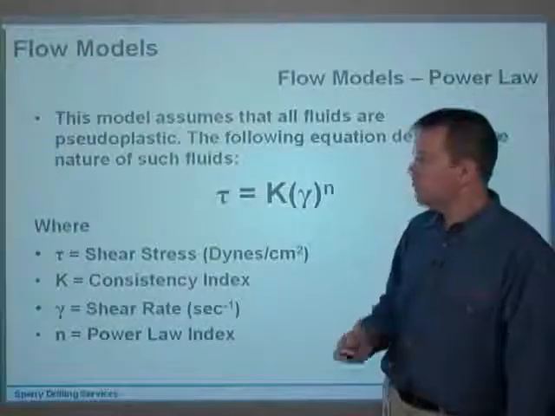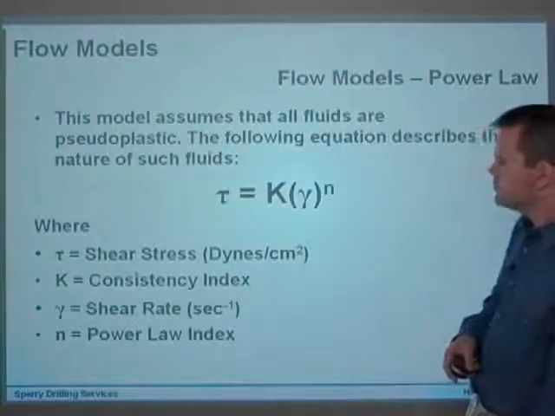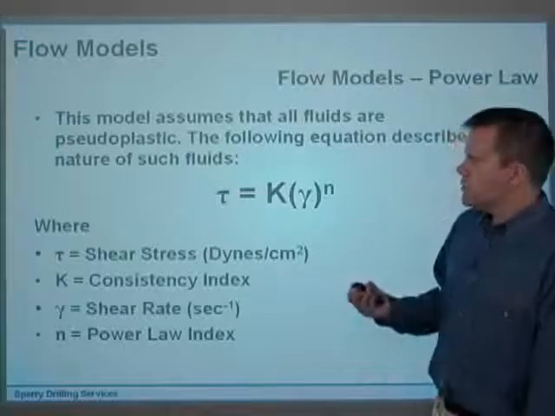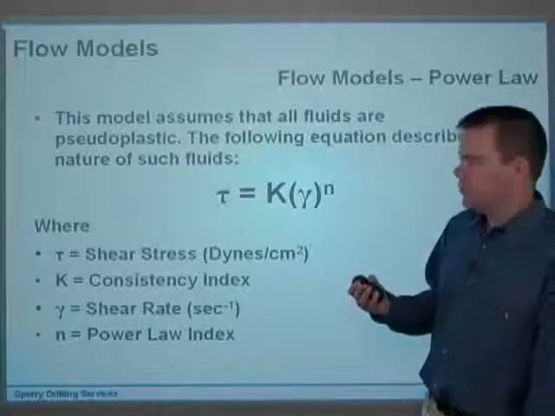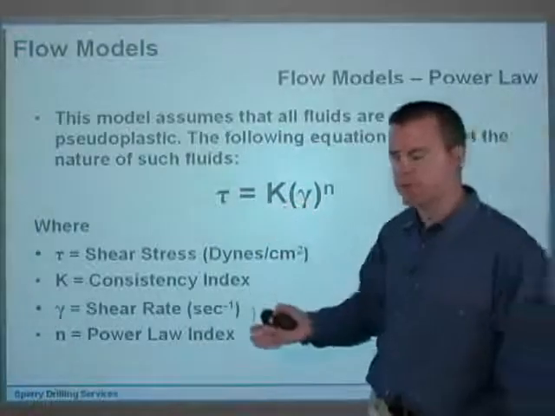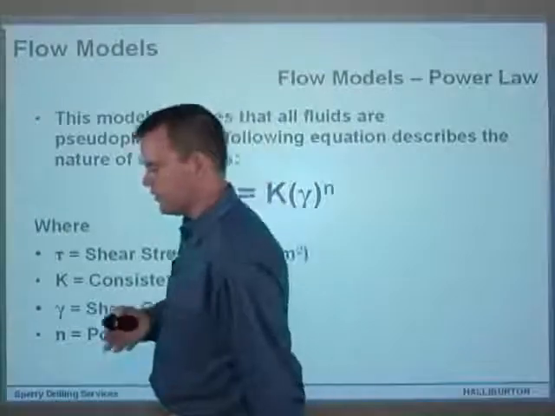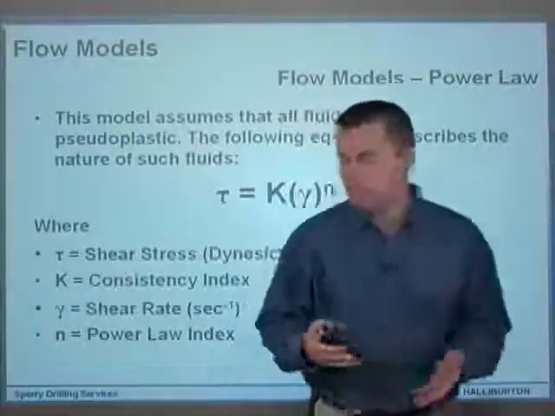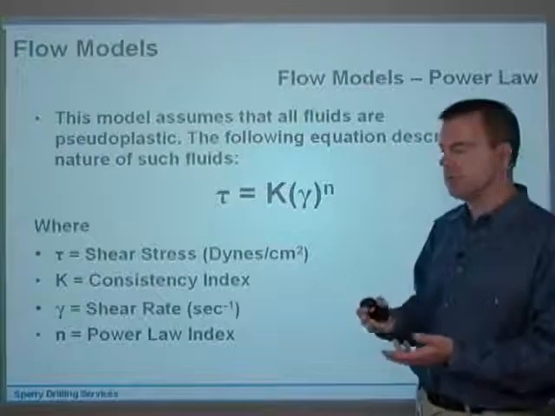So let's look at the power law model then. As we said, one of the limitations of the Bingham plastic model is that it's a straight line projected straight down to the y-axis. And the straight line may fit the pipe flow very well, but when it gets to the annulus, that straight line breaks down. It no longer describes the flow accurately.